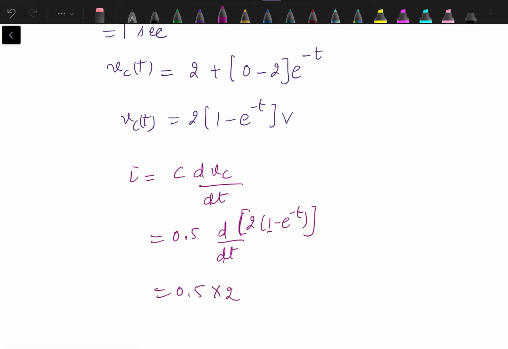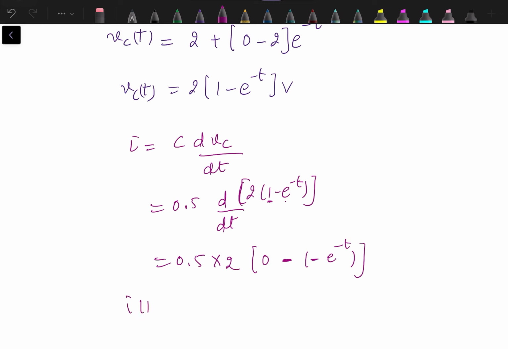0.5 into 2, differentiation of this part is 0, minus differentiation of e raised to power t is minus of minus 1 into e raised to power minus t. So current through the capacitor is e raised to power minus t amperes. So this is how we find out the current. If we have RC series circuit, we have to first find out the voltage and then we need to calculate the current.